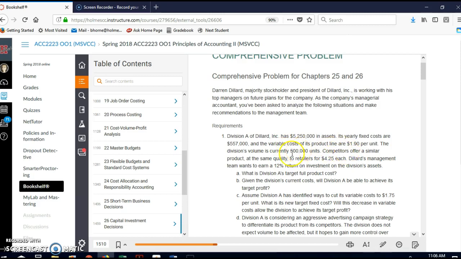Now, competitors offer a similar product at the same quality to retailers for $425 each. Dillard's management team wants to earn a 12% return on investment on the division's assets. What is Division A target full product cost?